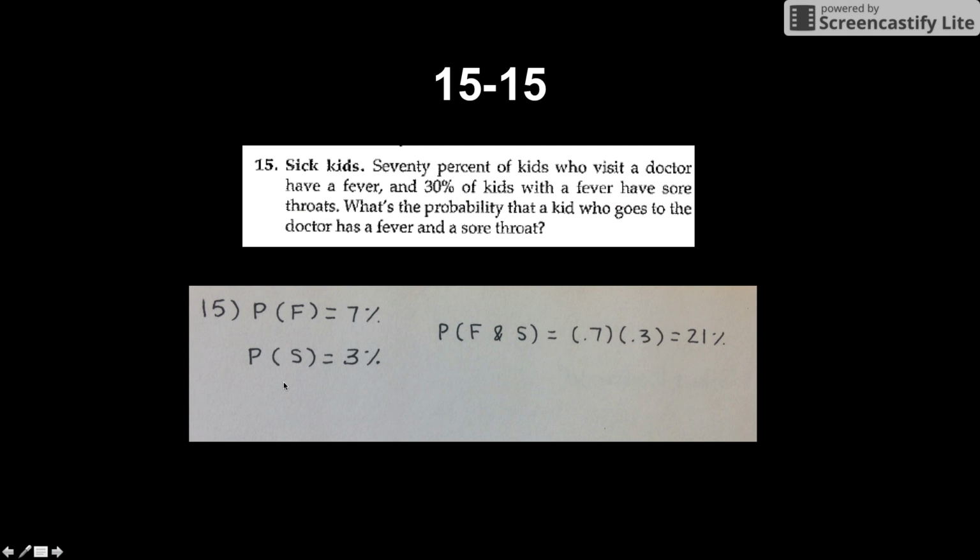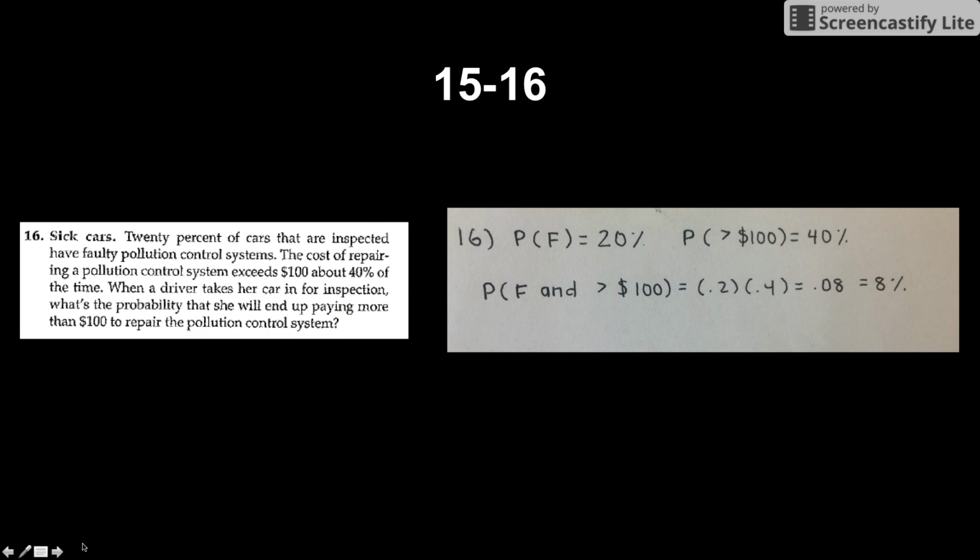Next question asks about sick kids. So the wording on this is pretty tough to kind of work around, but basically the probability of getting a fever is 70%, and the probability of being sick is 30%. The probability then of having a fever and a sore throat is going to get you these two numbers here. There is an and, so I multiply and I end up with 21%.